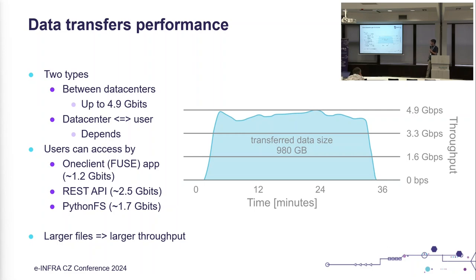Faster was the REST API, about 2.5 gigabits, and PythonFS is about 1.7 gigabits. And as expected, if you have large files, you can reach large throughput, especially when you use Fuse, because it's not optimal when you have very small files.